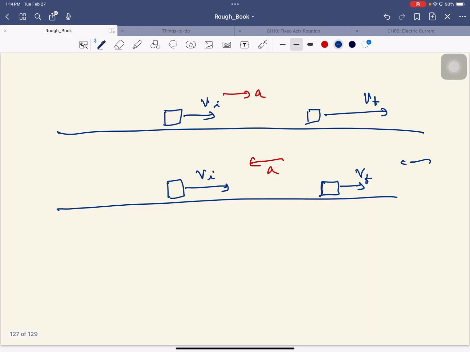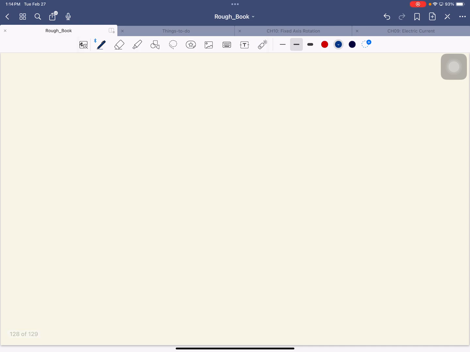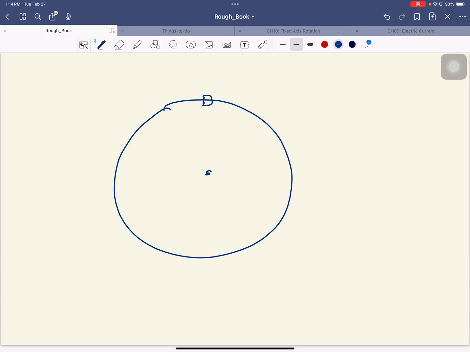All right, let's do it over here. So let's say you're driving on a circular road and your speed is increasing as well. So the magnitude of the velocity is increasing and the direction is also changing. So you have tangential acceleration, which tells you how fast your speed is changing. And then you have centripetal acceleration.